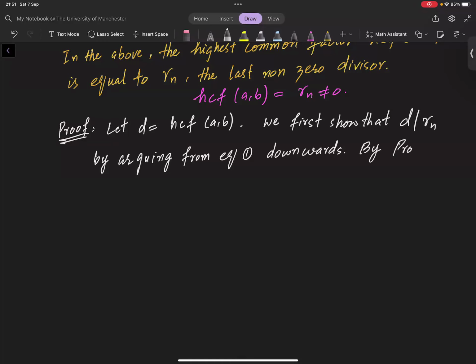So by proposition 10.2, D divides B minus Q1A, and hence by equation 1, D divides R1.